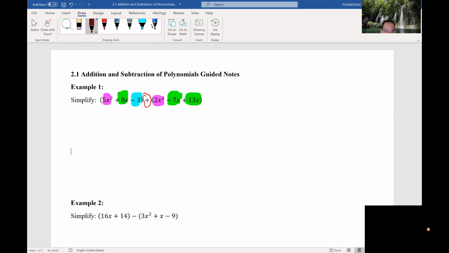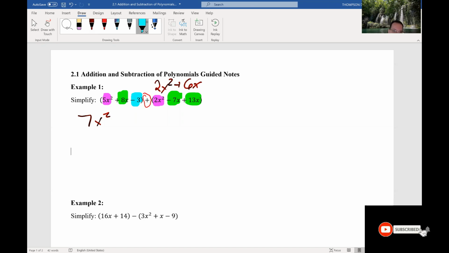So 5x squared plus 2x squared will give me 7x squared. Then in our right polynomial, we have negative 7x plus 13x. So technically this new polynomial will be 2x squared plus 6x, since negative 7 plus 13 will give me 6x. So now we're adding 8x and 6x.